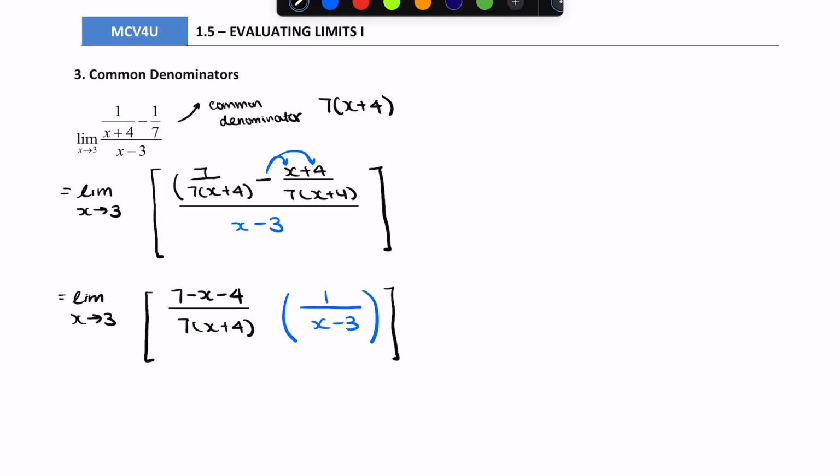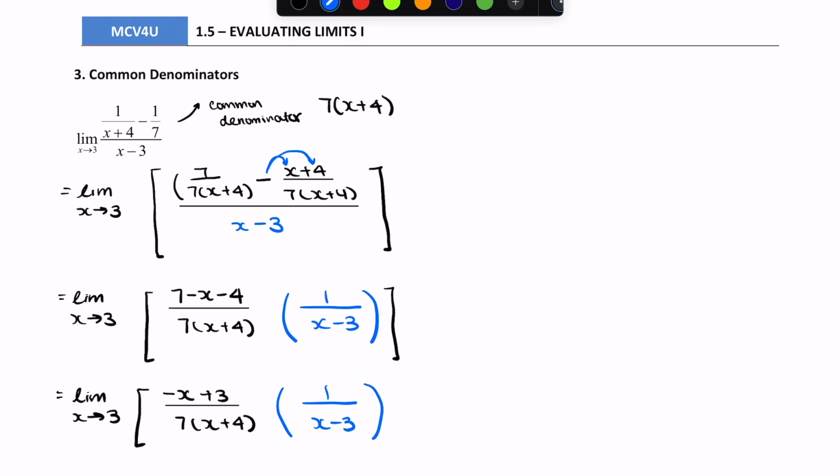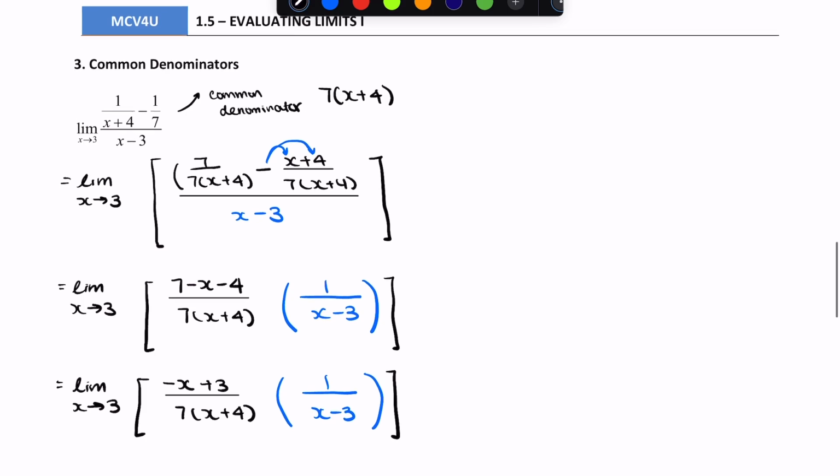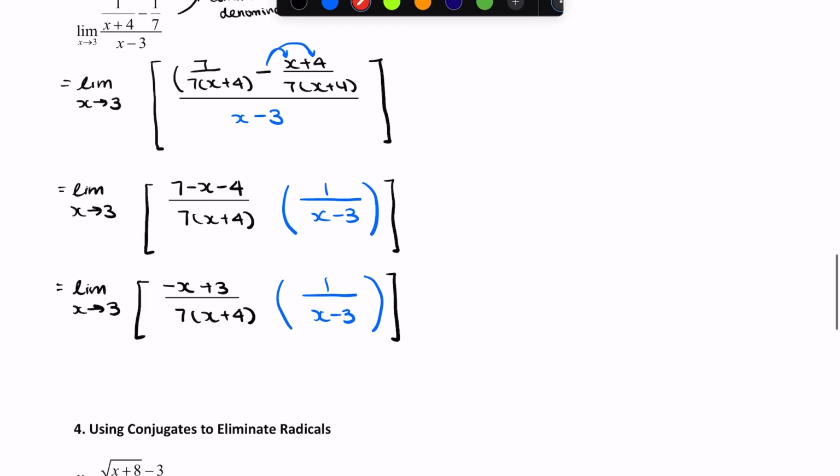From there, we can simplify. We know that the limit as x approaches 3, and we'll simplify the top, which would give us negative x plus 3, still over 7 bracket x plus 4, and we have 1 over x minus 3. And we can see here, if we factor out a negative from the negative x plus 3, then we'll be able to cancel out the x minus 3 there as well.